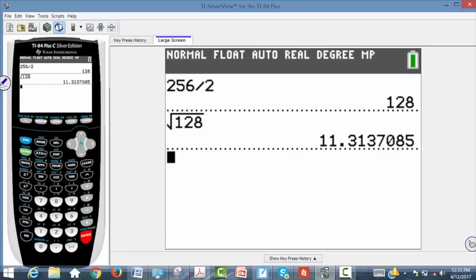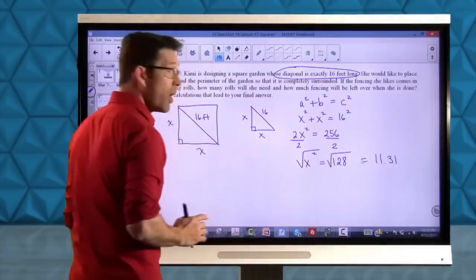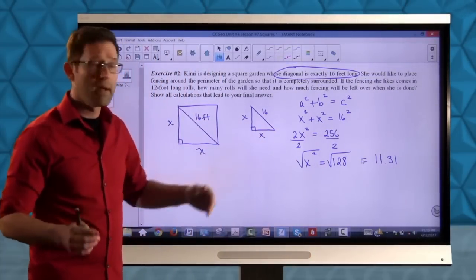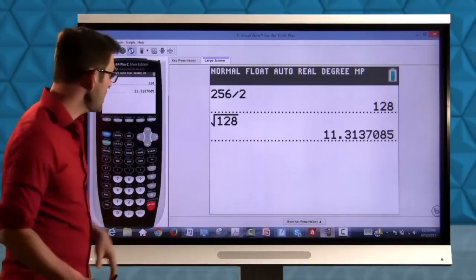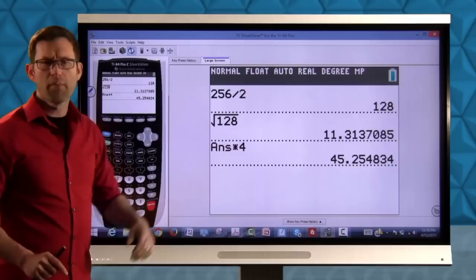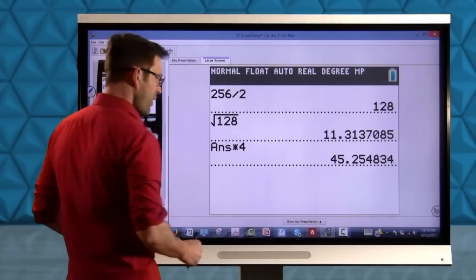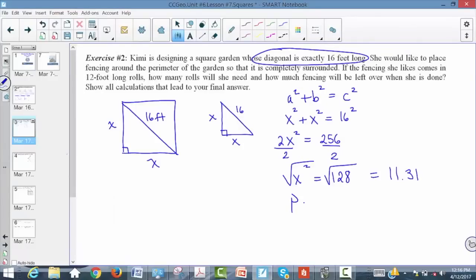Let me just pop back into here really quick. And I'll just put 11.31. Now, I need to have the entire perimeter. I need to go back to my calculator for that really quick. But one of the beautiful things is all I have to do is take this and multiply it by 4, right? Answer times 4. And now this is my perimeter. My perimeter is 45.25, 45 and a quarter feet. All right, so the perimeter, we'll just use a big P for that, 4x, is 45.25 feet.